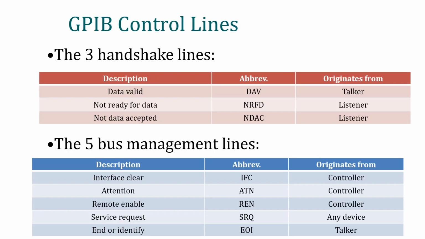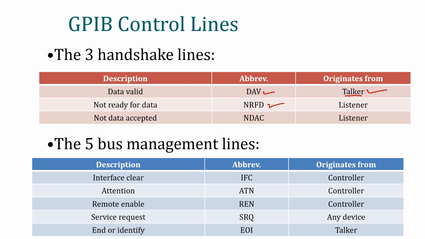Now, if we try to find out their functionality and abbreviation, DAV means data valid. If this line is high for the talker, so when the talker sends the signal, it originates the signal data valid. It tells that valid data is now available for the listener to record or to store. Then, not ready for data, NRFD, is usually low. So, listeners are not ready to listen if this signal is high; you have to make it low once you want the talker to start sending the valid data to the listener.